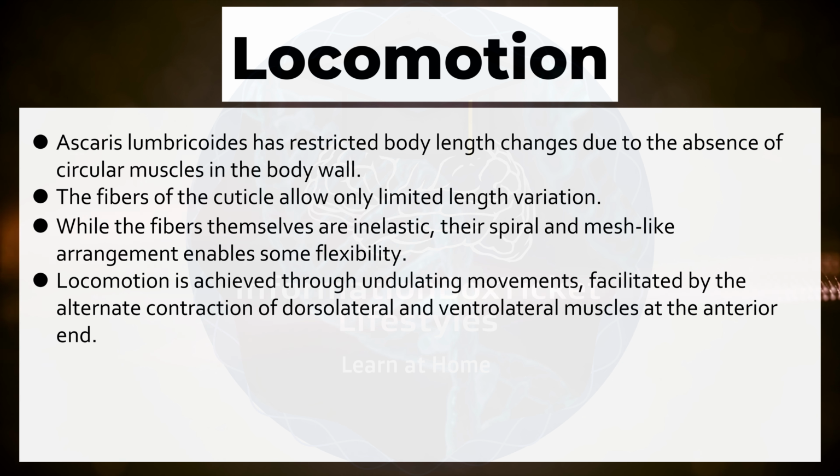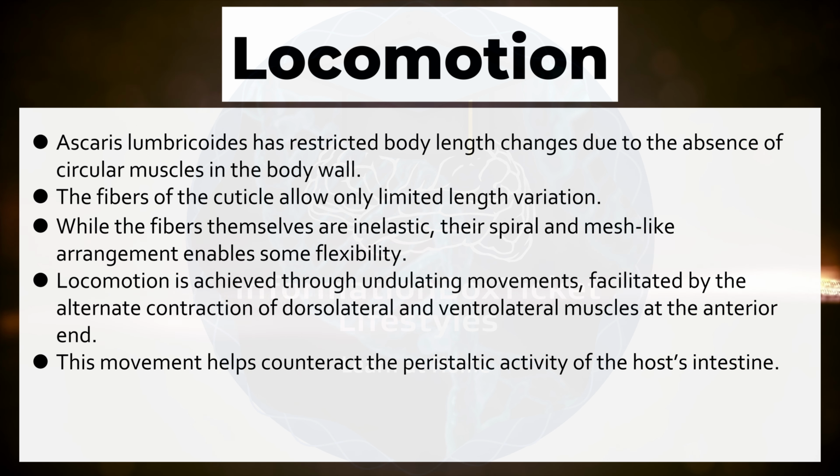Locomotion is achieved through undulating movements, facilitated by the alternate contraction of dorsolateral and ventrolateral muscles at the anterior end. This movement helps counteract the peristaltic activity of the host's intestine.